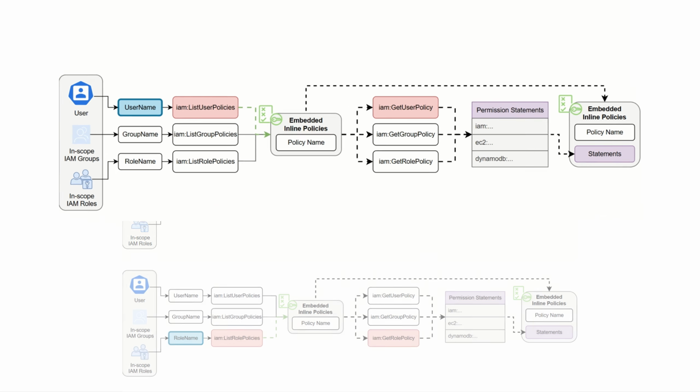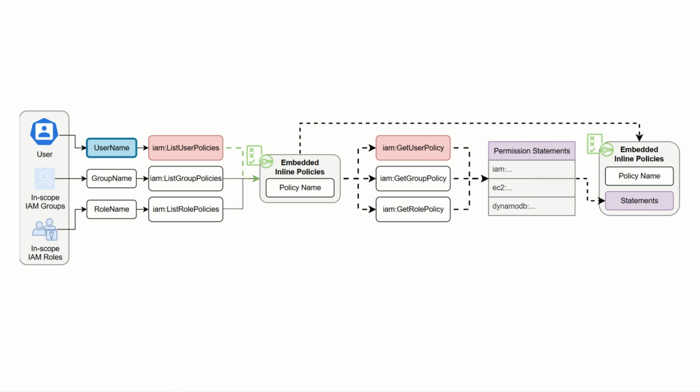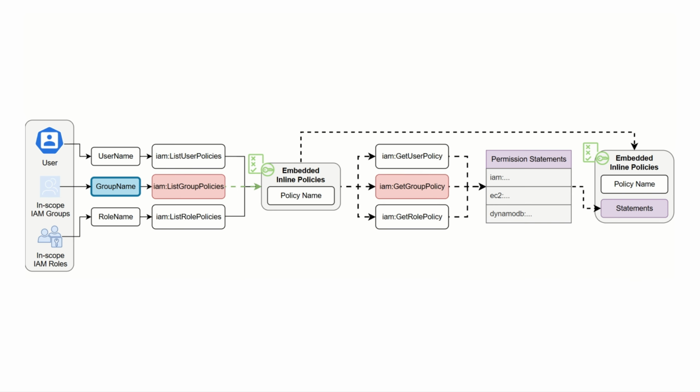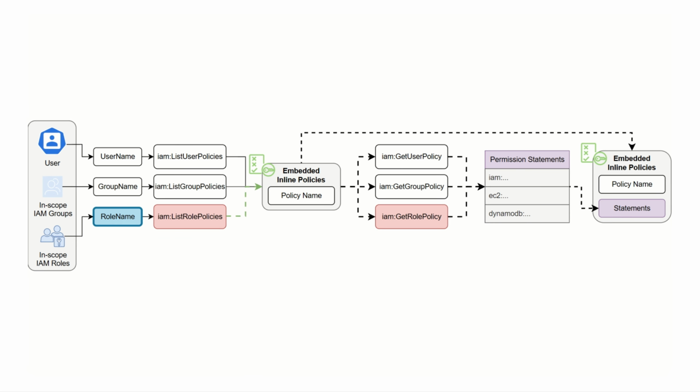Step 1, Users. We call IAM ListUserPolicies to list every custom policy name wired straight to the user. Then IAM GetUserPolicy to pull each JSON document. Step 2, Groups. For every in-scope group, we run IAM ListGroupPolicies, followed by IAM GetGroupPolicy. That surfaces permissions the user inherits just by being a member. Step 3, Roles. Any assumable role is treated the same way. IAM ListRolePolicies plus IAM GetRolePolicy to extract role-level inline grants.